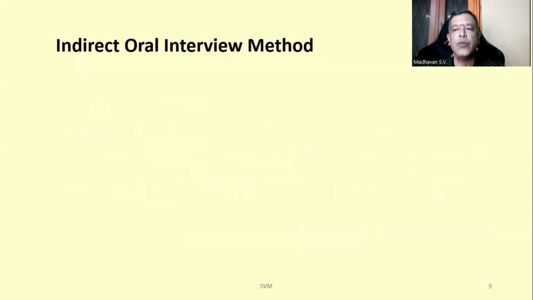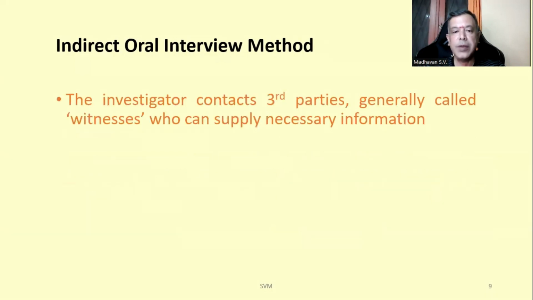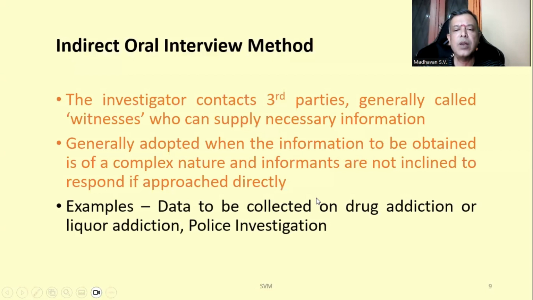Indirect oral interview method. Here, the investigator contacts the third parties, generally called witnesses, who can supply necessary information. Generally adopted when the information to be obtained is of a complex nature and the informants are not inclined to respond if approached directly. Some examples are data to be collected on drug addiction, liquor addiction, any type of police investigation. You have this indirect oral interview method.